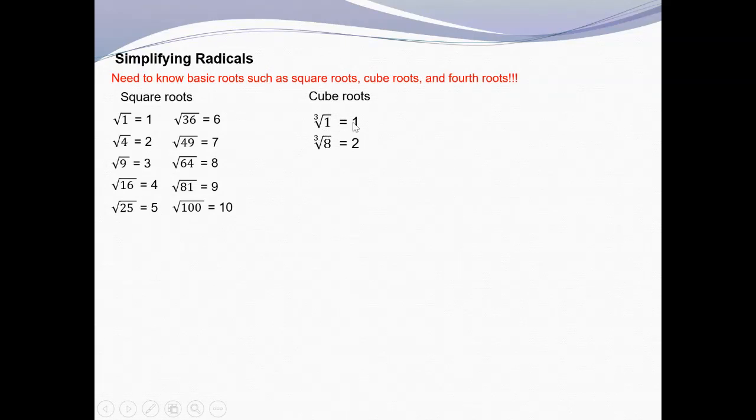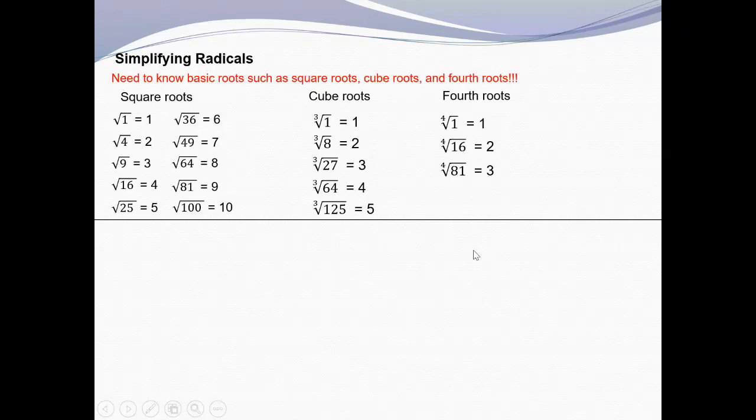For example, the cube root of 1 is 1 because 1 times 1 times 1 will give you 1. The cube root of 8 is 2 because 2 times 2 times 2 will give you 8. These are perfect cubes. So at least know all the way to 5. The cube root of 125 is equal to 5. Then for the fourth roots, at least know all the way to 3. I think that's sufficient. Now, why is this crucial? Because you're going to have to be simplifying radicals without using a calculator.